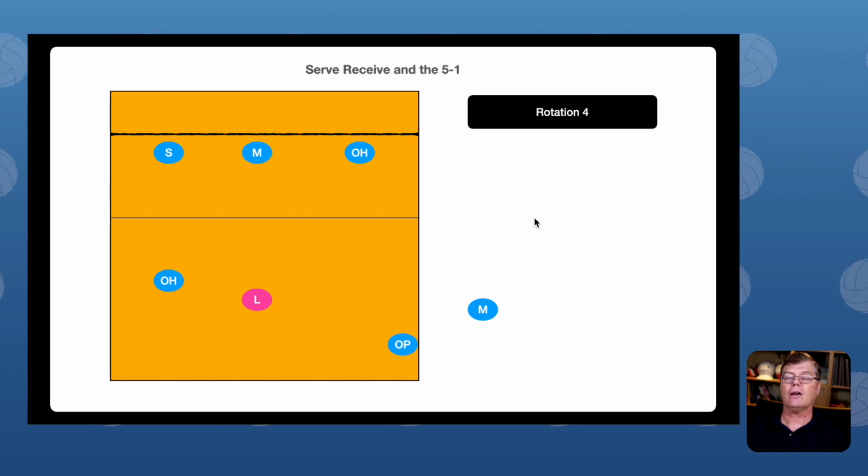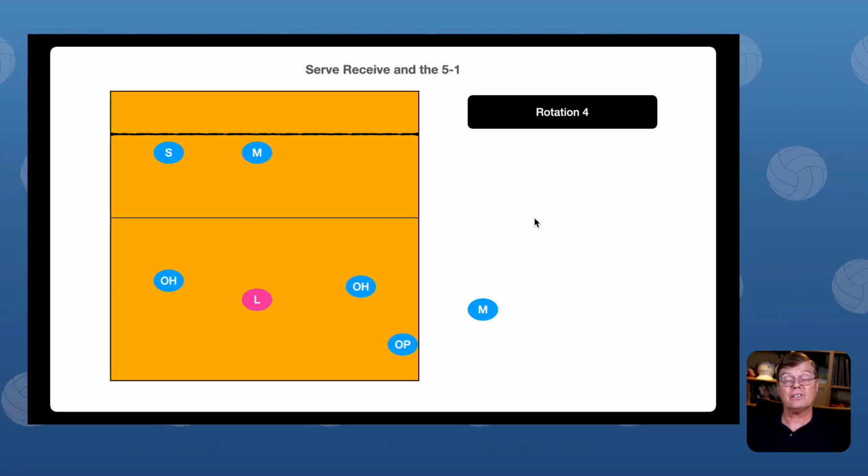Let's talk about that. One is we could pull the opposite back and pull our outside hitter down, and that's perfect. That will work. The negative in this situation is that we have our front row hitting outside, having to hit right side. We have our middle having to hit middle, and we have nobody to hit front row left side, which is usually our strongest attacking spot.